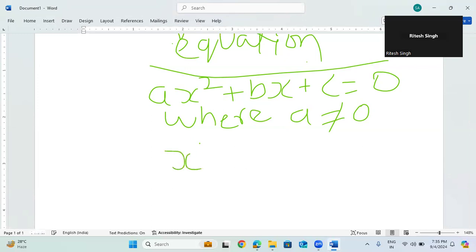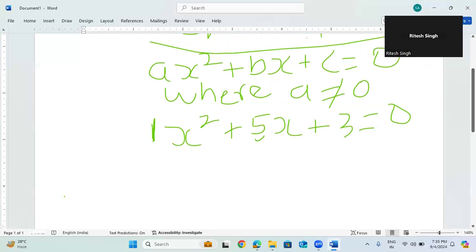Simply speaking, if I say x square plus 5x plus 3 is a quadratic equation, right? Why? Because in place of a, here nothing is there, it is 1. Here in place of b, 5 is there. In place of c, 3 is there. So this is a quadratic equation, the simplest type of quadratic equation.